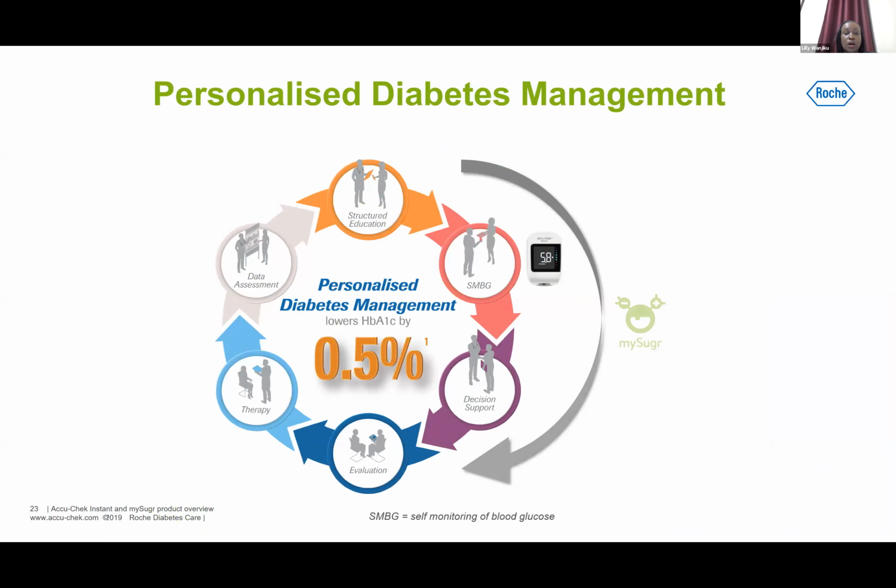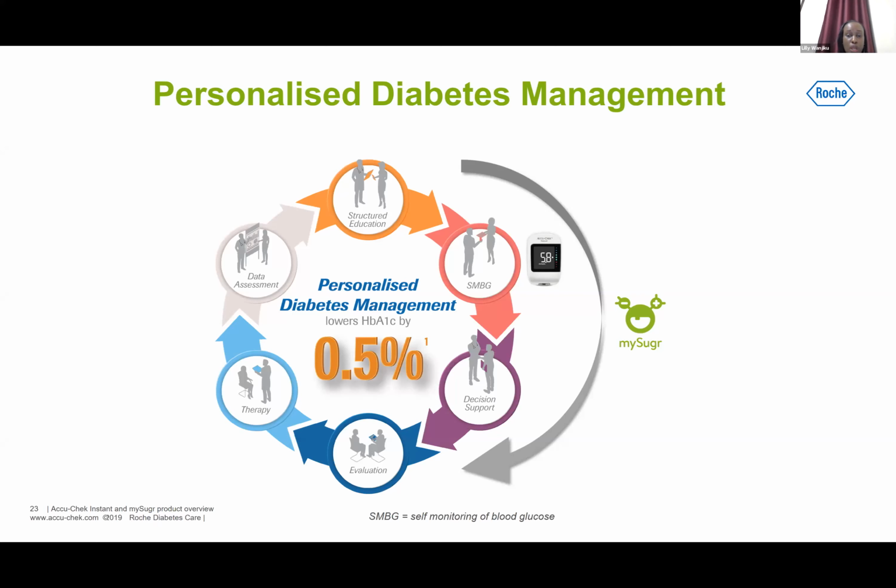So basically, how it comes in, it looks at personalized diabetes management. That's where My Sugar fits in, because it's looking at self-monitoring and decision support. And the study that was done around personalized diabetes management showed that it lowers HbA1c by 0.5%, because quicker decisions are made.